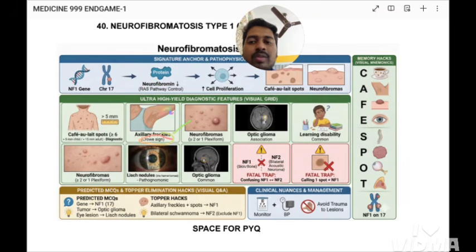Second is Crowe's sign, also known as axillary freckling, which should be there. Third is neurofibroma. If it's a neurofibroma, then there should be more than 2. And if it is a plexiform type of neurofibroma, at least 1 is sufficient. Fourth is optic glioma association, which will be seen on MRI. And then you have Lisch nodules, and then you have learning disabilities which are seen. So basically the tumor which is seen is optic glioma, the eye lesion is Lisch nodule, and axillary freckling is present.